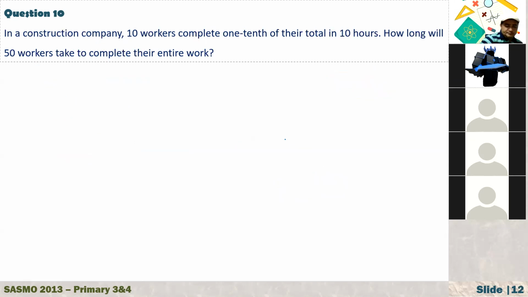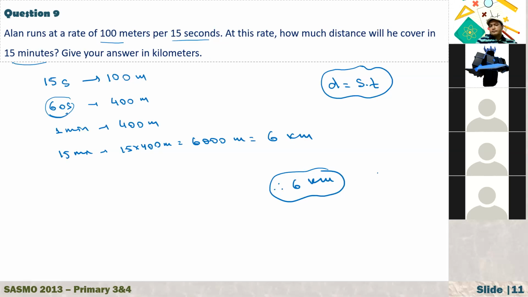Yes, but couldn't we just divide 100 by 15? Yes, Sadiq. You can also do it that way. Speed, what is speed? Distance over time. So that is 100 meters over time, which is 15. So that's equal to 100 over 15 meters per second.